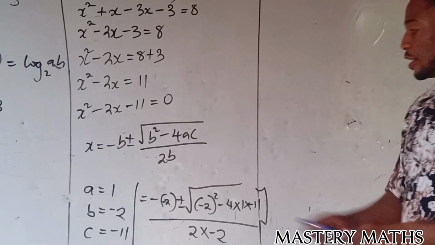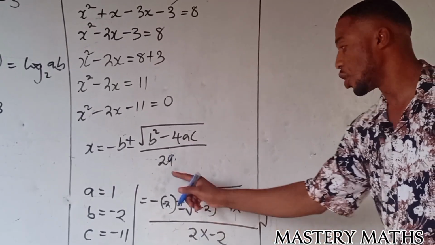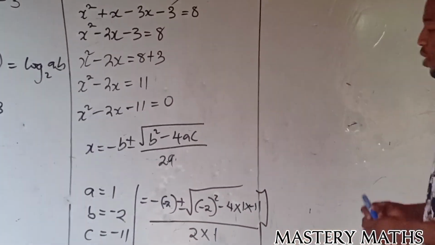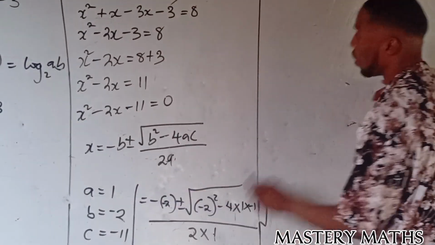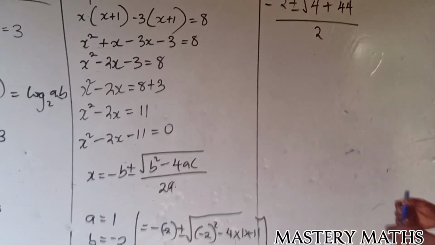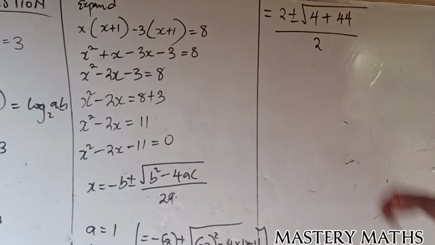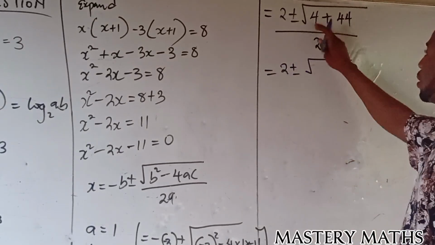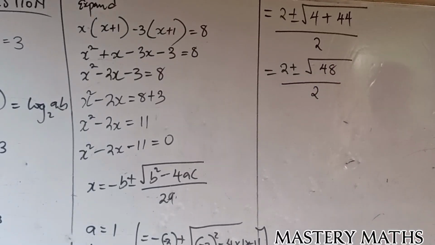See it down. This is your 2a. The formula is b squared minus 4ac over 2a. So our a is 1, which gives us 2. So after this, what should you do? Now the next thing, we add up the one in the bracket. You have your equal to 2 plus or minus. This time this will give us 48 over 2.